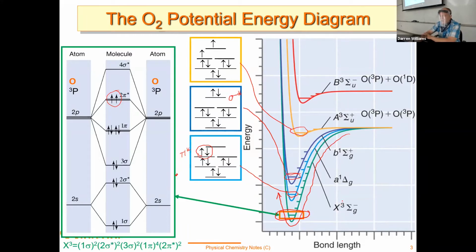And notice it kind of is all over the place in terms of the different symbols that we give these things. We give the ground state the symbol X, and then we can put the multiplicity up here. In this diagram it shows it as a superscript before the X. And then this one is indicating a singlet.